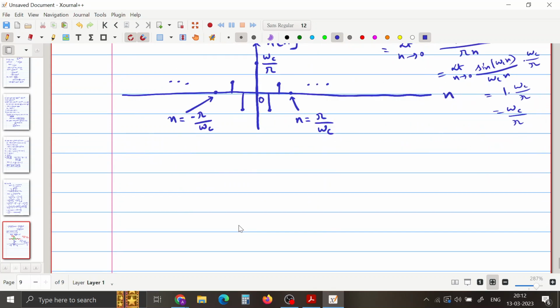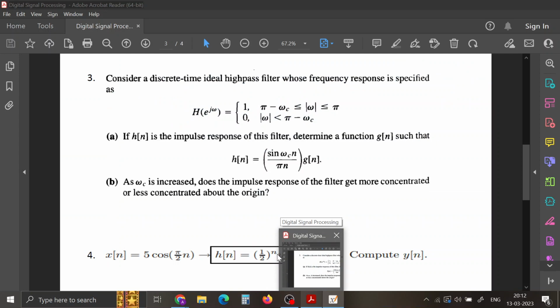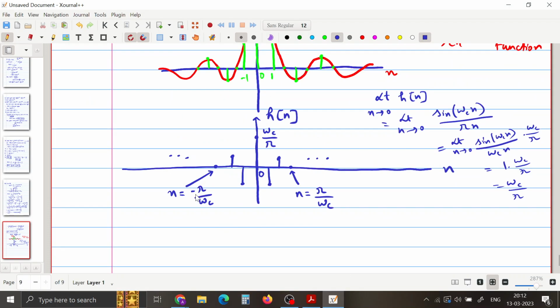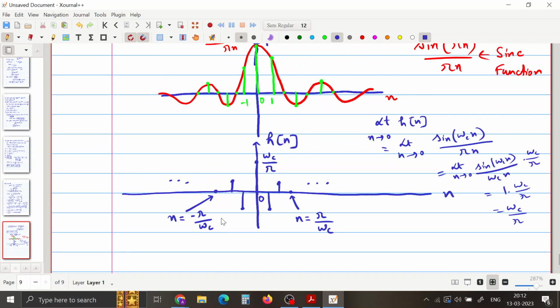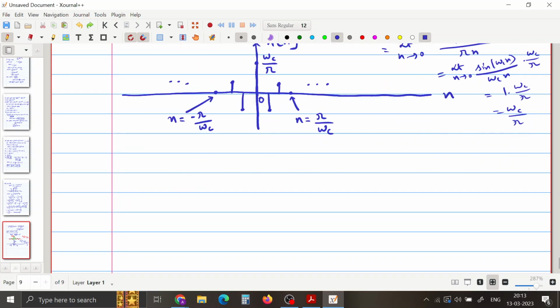So the impulse response, these oscillations basically, become more and more concentrated about the origin as omega c increases, because this point shifts towards the origin. So we have more rapid fluctuations like this about the origin as omega c increases. Okay, so that's the thing. The whole point of drawing all these graphs was just to illustrate that.